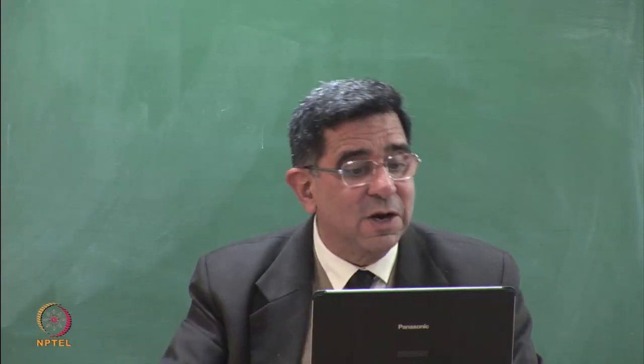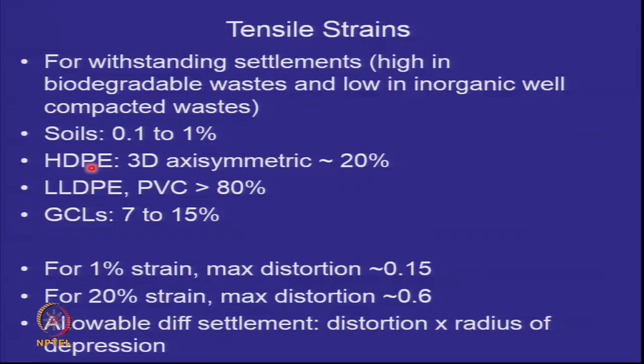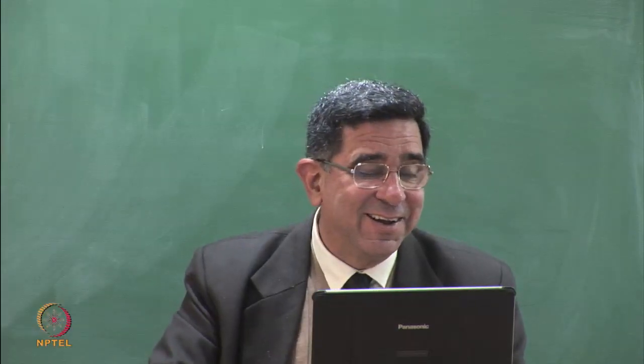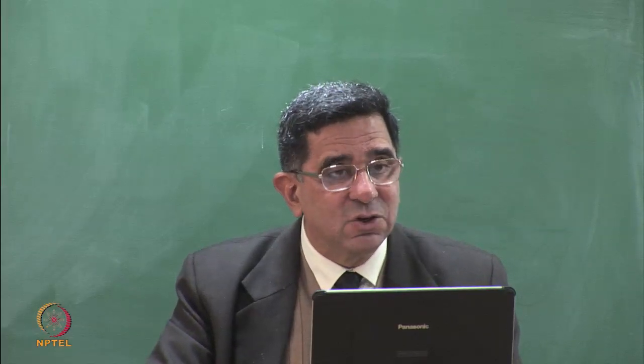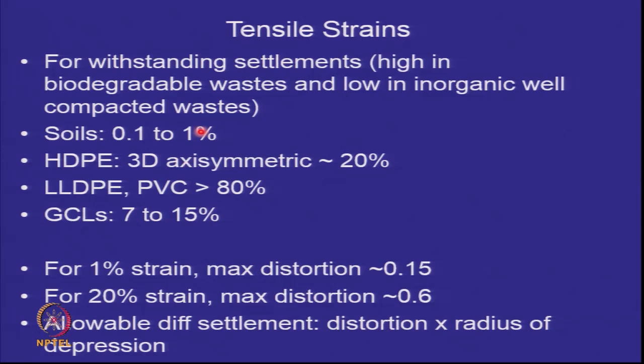If you are expecting more, you can use LLDPE and PVC. Why is HDPE used in the liners? Because it is most resistant to chemicals. LLDPE and PVC and PET are not that resistant to chemicals. There are some chemicals which will affect them. So HDPE in the liners, but if you are going to have large craters forming on your landfill, then these are having 80%. And geosynthetic clay liner manufacturers claim that they are better than soils. Soil is 1%, they can take 7 to 15% strains, right?